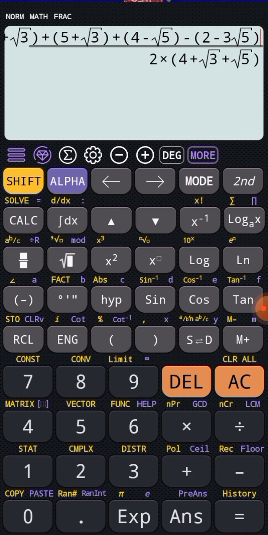Then bracket close. So if you press equal to, you are going to have either 2 bracket 4 plus root 3 plus root 5 bracket close, or you use these two to open the bracket, like 2 times 4, you're going to have 8. 2 times root 3 will give us 2 root 3. 2 times root 5 will give us 2 root 5. Either you open the bracket, the answer will look like that, or you factor out the common term, which is 2. So we're going to have either 8 plus 2 root 3 plus 2 root 5, or 2 bracket 4 plus root 3 plus root 5. Any of them will be the answer.